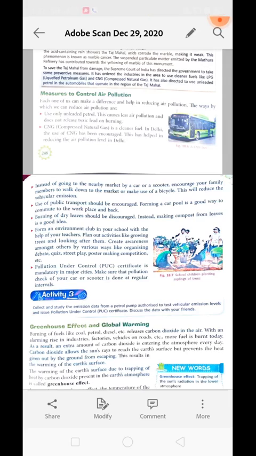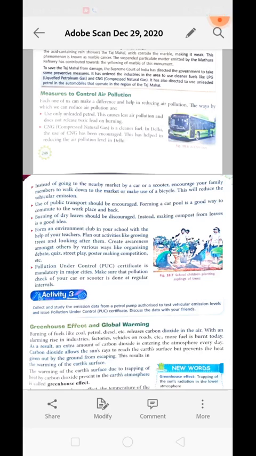Now next is, instead of going to the nearby market by a car or a scooter, you can encourage your family members to walk down the pathway to the market, or they can use a bicycle, because a bicycle is not producing any kind of vehicular emission. It is helpful in the environment as it is reducing the vehicular emission, and second, it is also helpful for maintaining physical health. Now next, use of public transport should be encouraged.